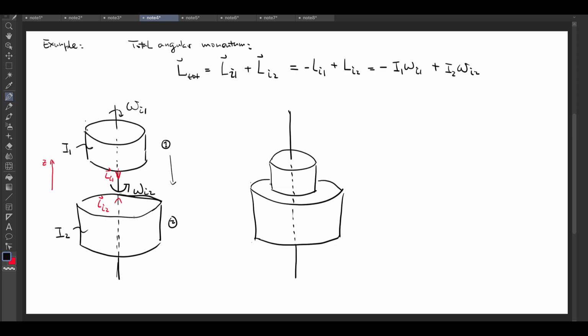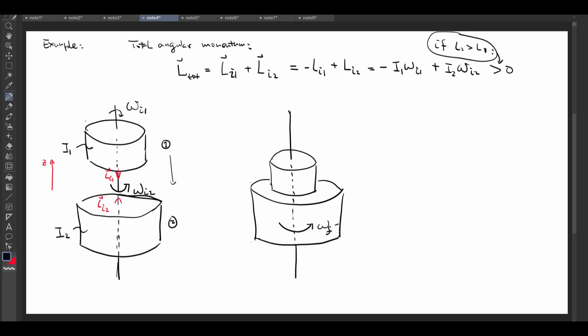Now suppose that L_i2 is bigger than L_i1, so you will end up with this total angular momentum being positive, right? So if L2 is greater than L1 in magnitude, if we have that condition, then we end up with a positive number. Okay, so they're going to rotate together with a common final angular velocity. Let's call it omega final.